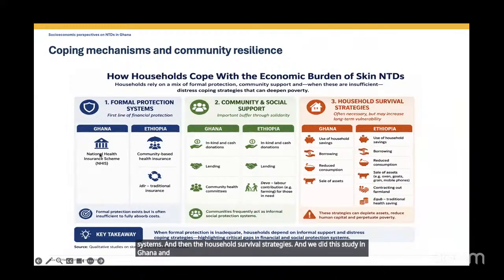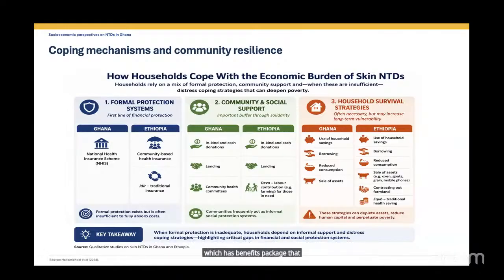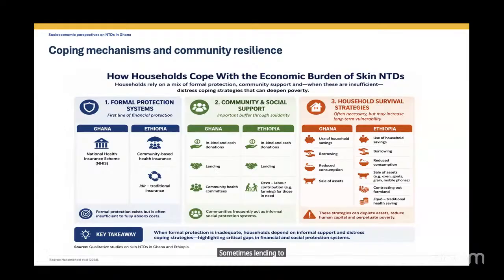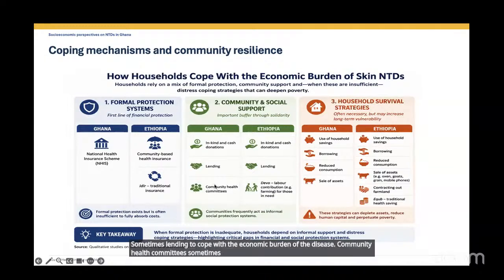So in Ghana, for example, the formal systems include our National Health Insurance Scheme, which has a benefits package that covers NTD patients. And then also a similar thing in Ethiopia. For community and social support, in Ghana, we had in-kind and cash donations that individuals reported to us, sometimes lending to cope with the economic burden of the disease. Community health committees sometimes contributing to help people to seek care and then eventually paying when they have the resources available.